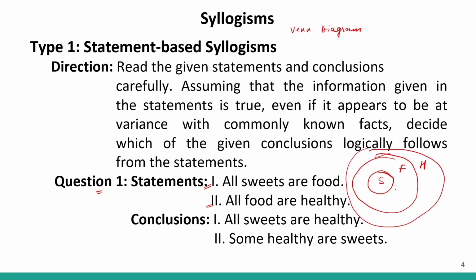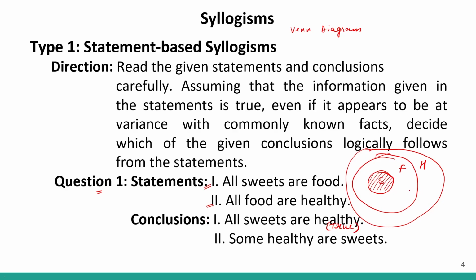So all sweets are food will be represented like this, and all foods are healthy will be represented like this. So this will be my Venn diagram. Now let us look at the conclusion. Conclusion 1 says all sweets are healthy. So obviously I can see that this is the portion of sweet, and this portion of sweet is covered in healthy. It is a subset of healthy. So this conclusion is true. Conclusion 1 is true because it definitely follows.